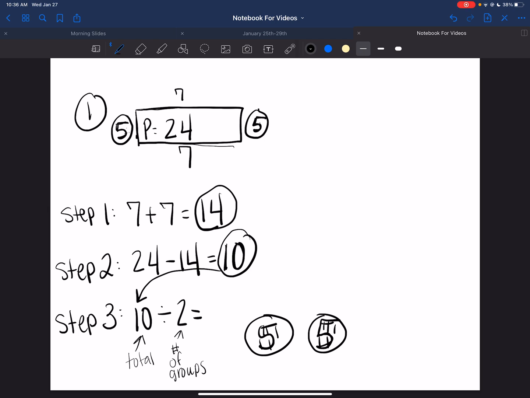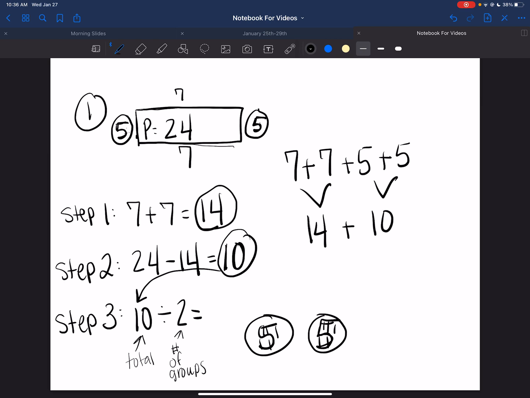Now I always like to check my answer just to be sure that we have the missing side, so I'm going to add all my sides together just like we were going to solve for P, perimeter. 7 plus 7 plus 5 plus 5. 7 plus 7 is 14. 5 plus 5 is 10. 14 plus 10 is 24. So we received the right answer. Our missing side length is 5.